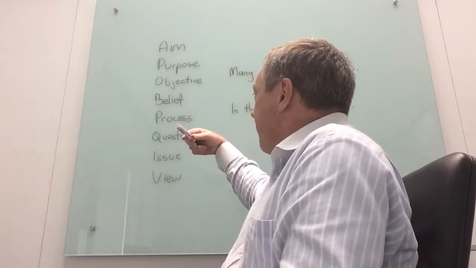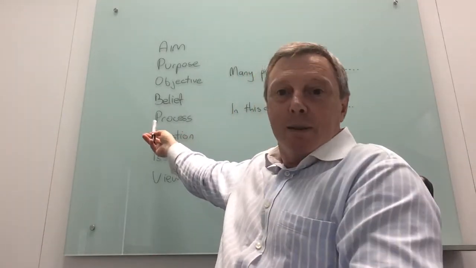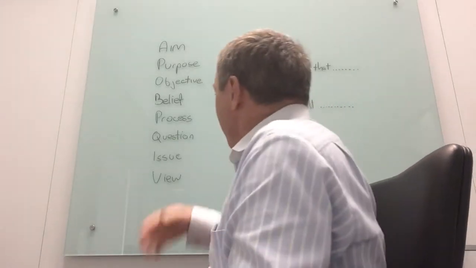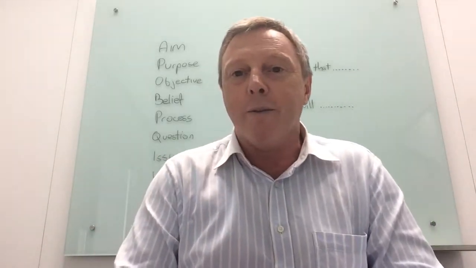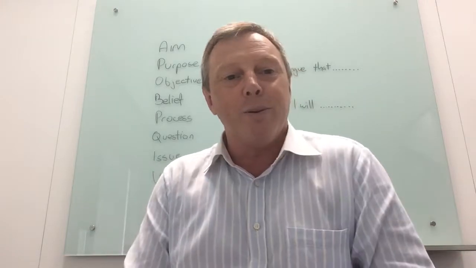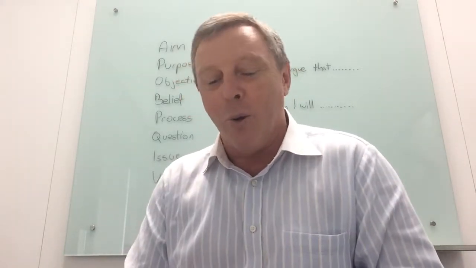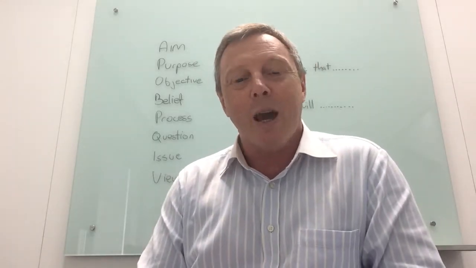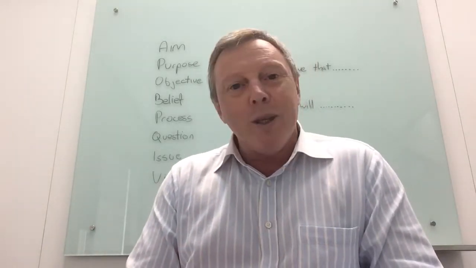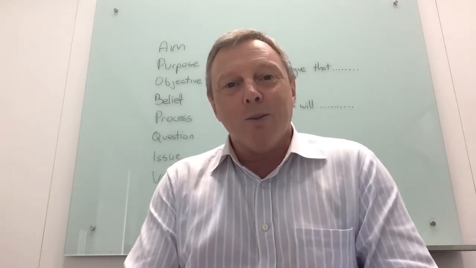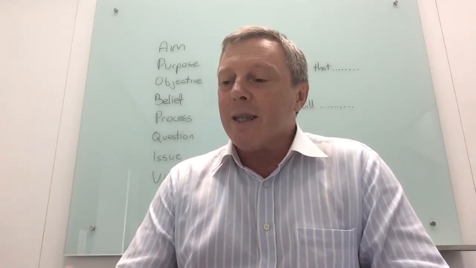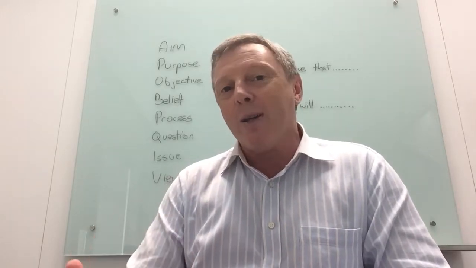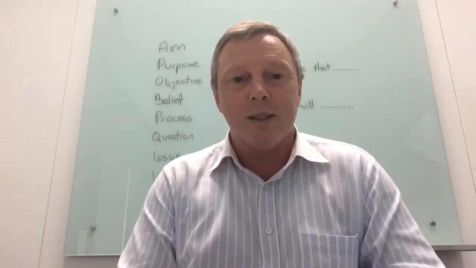A belief, a process, a reference that comes in very handy for task 1 writing. A question, an issue, and a view. These are all examples of what I know as abstract nouns, but which apparently are also known as carrier nouns. So the importance of carrier nouns or abstract nouns is that they are very commonly used in academic writing, and they add complexity to sentences.